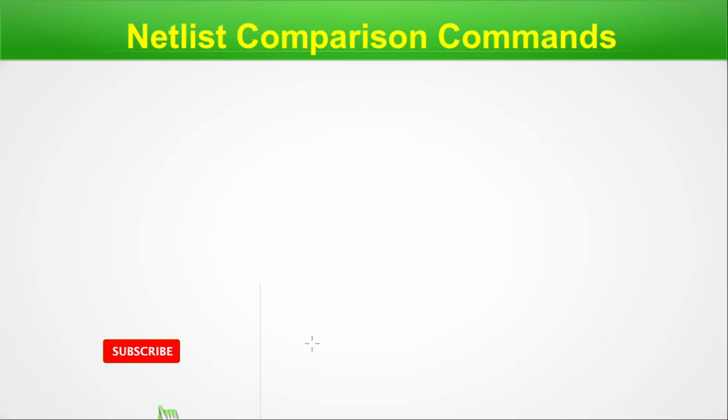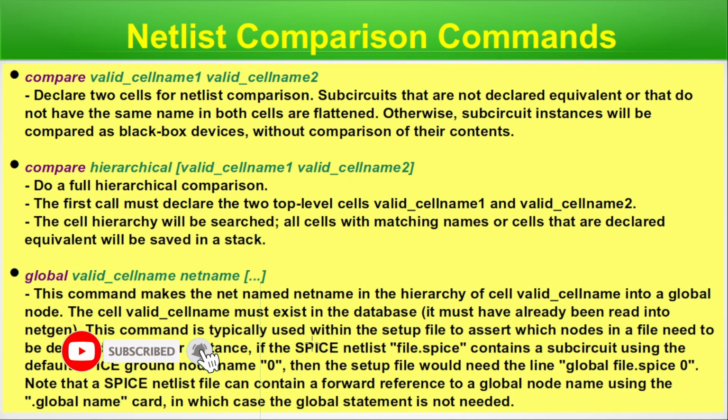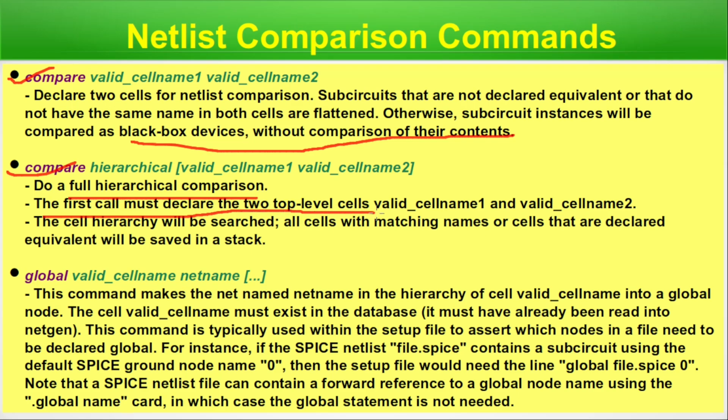Next, netlist comparison commands. Compare valid cell name 1, valid cell name 2: declare two cells for netlist comparison. Subcircuits that are not declared equivalent or that do not have the same name in both cells are flattened. Otherwise, subcircuit instances will be compared as black box devices without comparison of their content. Compare hierarchical: for a hierarchical comparison, the first cell must declare the two top level cells, valid cell name 1 and valid cell name 2.